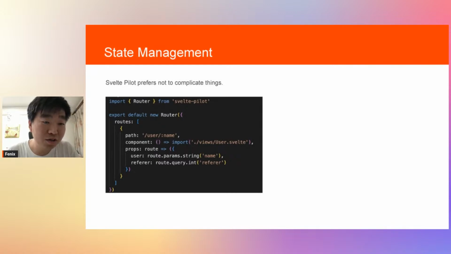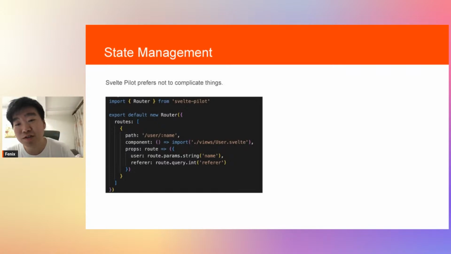SveltePilot does not introduce complex designs like stores to solve route parameter passing and data hydration in server-side rendering. Instead, it uses the most primitive component props to address these issues. If you need to pass parameters to components, you only need to declare a props attribute in the route configuration. If it is a plain object, SveltePilot will pass it directly to the component. If it's a function, SveltePilot will execute this function and then pass the return value to the component.